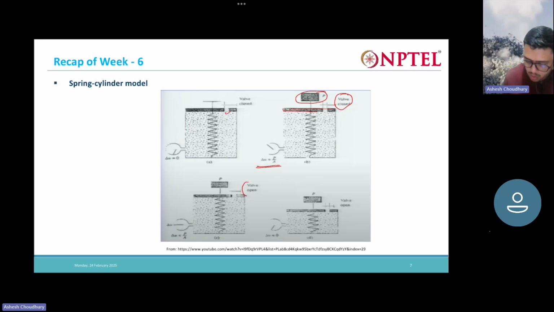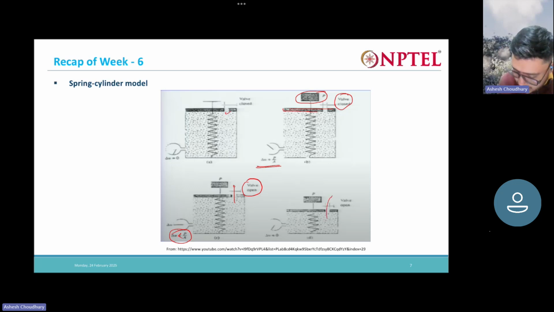Now, as soon as you open the valve, what will happen? Slowly, water will start coming out from the valve. As you open the valve, water tries to come out, and the pore water pressure keeps on reducing. Pore water pressure keeps on reducing, and finally, after some time, what will happen?